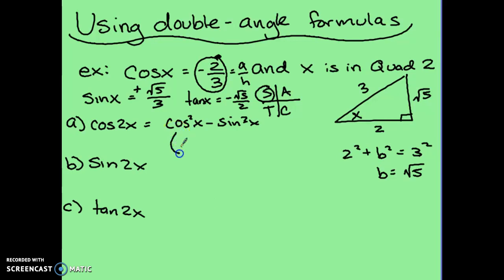So cosine squared is, cosine is negative 2/3, square that. And sine squared is radical 5 over 3 squared. So I'm going to square each individual piece. When you square a fraction, you just square the numerator and the denominator. So this will become 4/9 minus, when you square a radical, you just get the whole number, 5/9. So that is going to be negative 1/9. And that is the final answer for cosine of 2x.